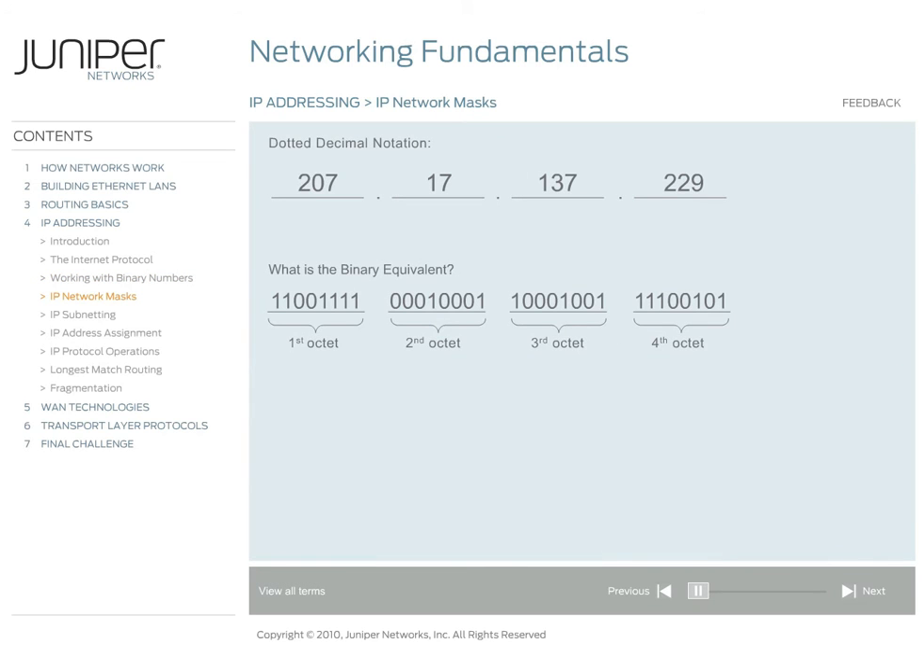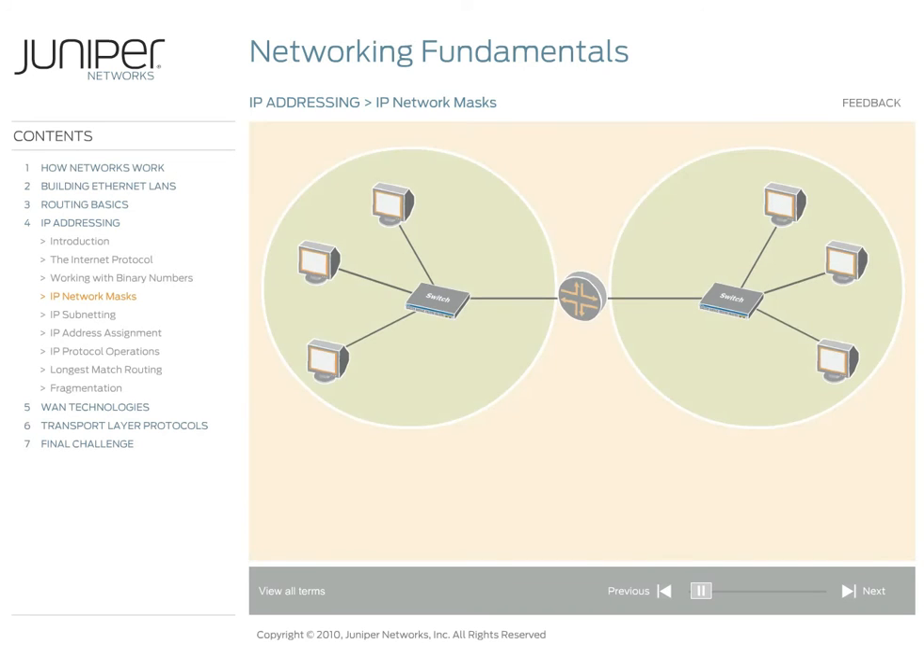Now that we know how to convert binary numbers to decimal numbers and vice versa, we'll examine how a device determines its network number. But first, why does a device even need to know its network number? Earlier we learned that each broadcast domain is assigned a unique network number, and each device within a broadcast domain is assigned a unique host number.